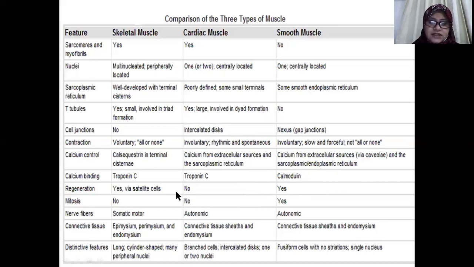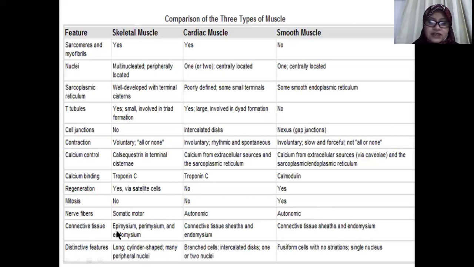In skeletal muscle and smooth muscle, regeneration is present, and mitosis is present in smooth muscle. Nerve fibers are somatic motor in skeletal muscle, autonomic in cardiac muscle, and in smooth muscle also an autonomic supply.